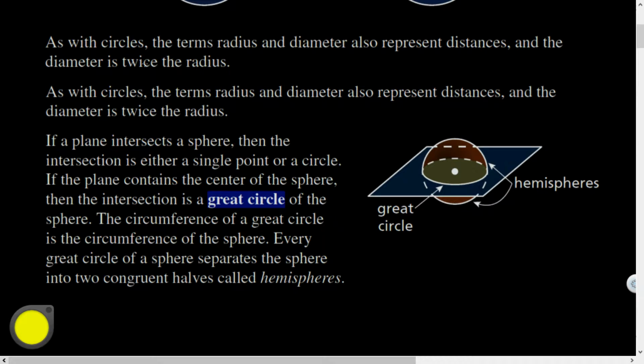If a plane intersects a sphere, then the intersection is either a single point. How could that happen? Could someone visually describe that to me? Isaiah, pay attention here.